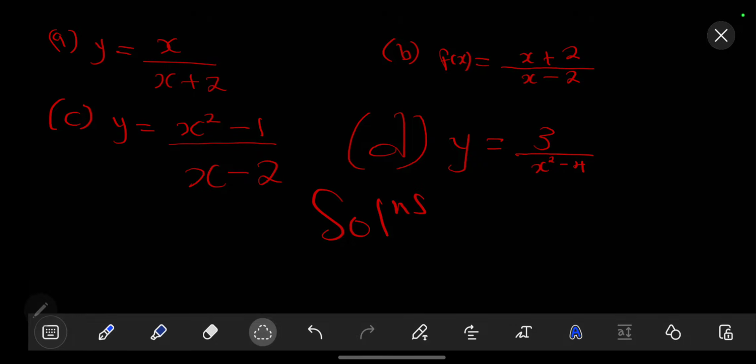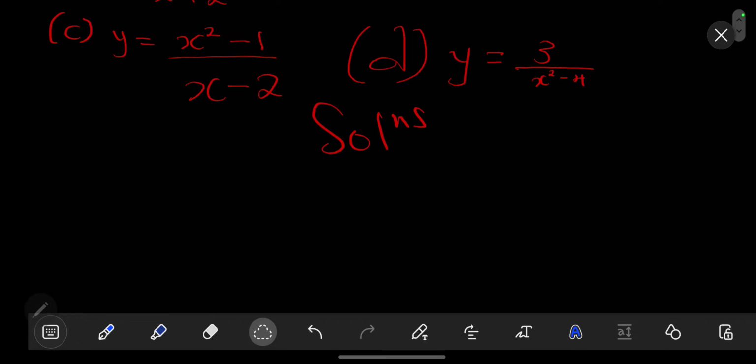So here today we are looking at graphing of rational functions. So how do you graph rational functions? Let's look at some rules before we can even answer. Under rational functions we have what we call the vertical asymptote, which is simplified as VA.